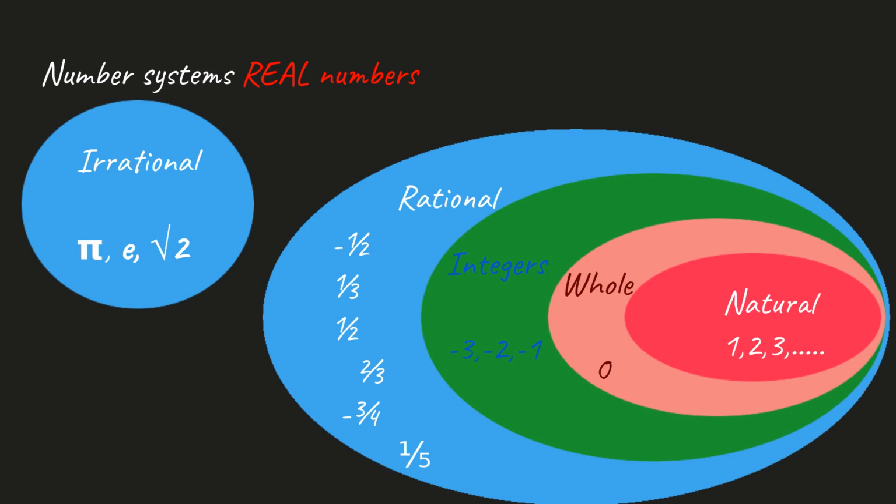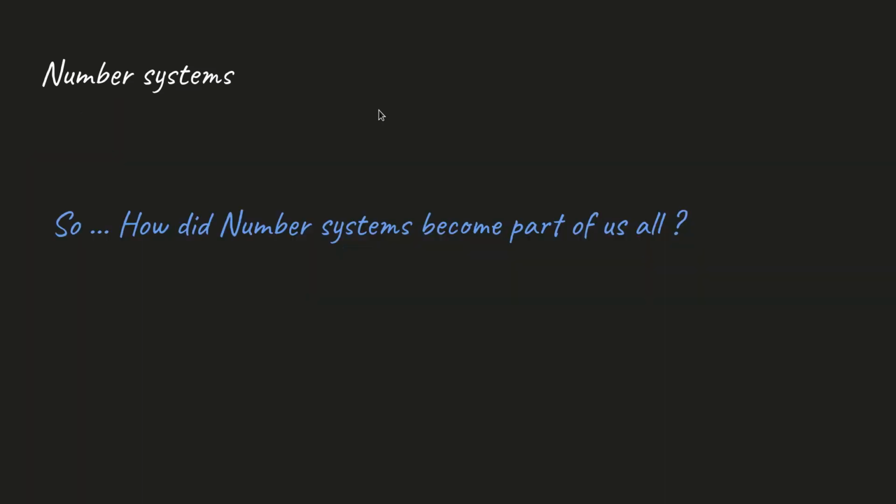Hi. Right, so we're going to be addressing number systems. We're going to be dealing with various kinds of number systems. And we're first of all going to deal with real number systems. Right, so how do we build this up? How did number systems become part of us all?